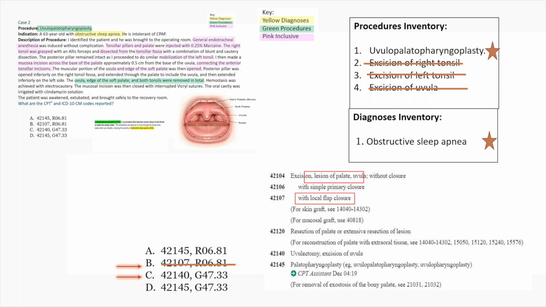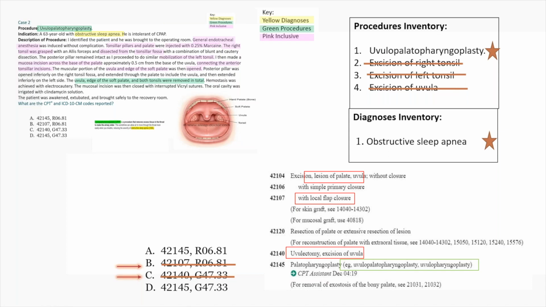Now let's look into the next one, option C, that is coding for 42140 and G47.3, which is uvulectomy, excision of uvula. Once again, excision of uvula was performed, but it was not just uvula excision alone in our scenario. We had excision of tonsils and a portion of soft palate as well. So that will also eliminate option C. The remaining two options are A and D, and the only thing which differs between them is the ICD. Let's look at the CPT portion, 42145, which is coding for palatopharyngoplasty, and that is the correct CPT.